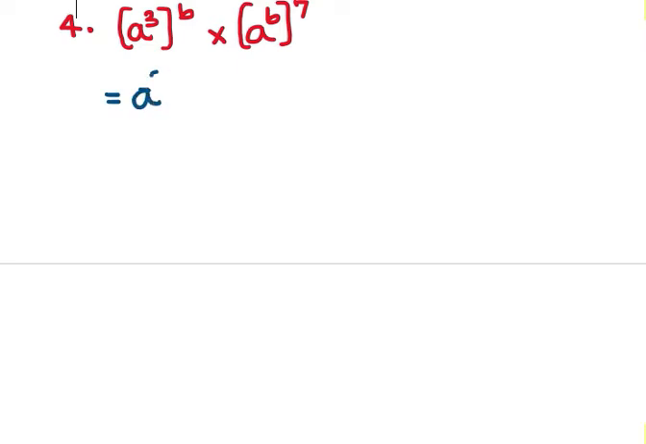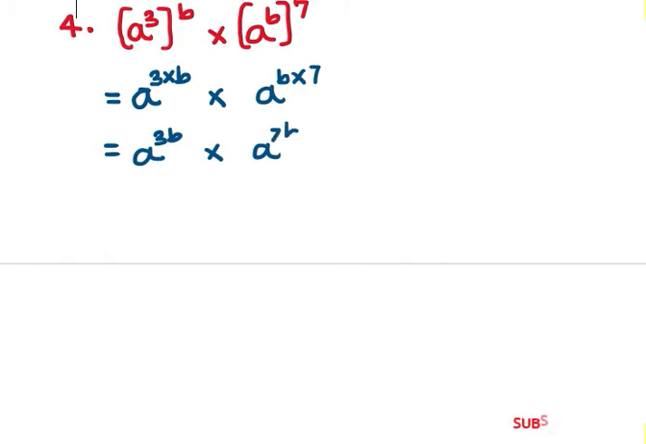Example number 4. A cubed, or you can say a to the power of 3, into the power of b, times a to the power of b, into the power of 7. Now in this, we will come up with a to the power of 3 times b, times a to the power of b times 7, so that we get a to the power of 3b times a to the power of 7b.